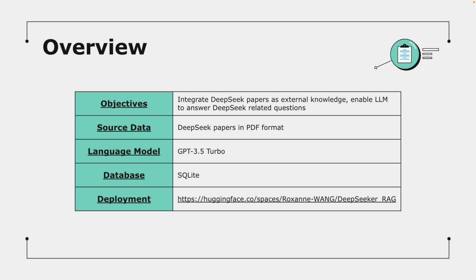My source data is the DeepSeek papers in PDF format, which I downloaded using Google Scholar. As for the language model for the answer output, I used GPT 3.5. As for the database, I chose SQLite. And finally, I deploy my whole system on Hugging Face, and I chose Streamlit as my front end.